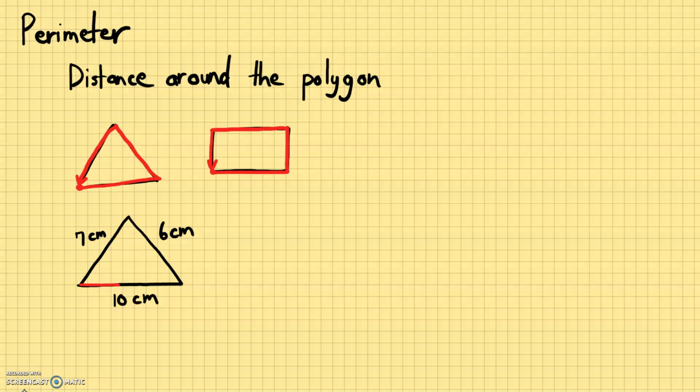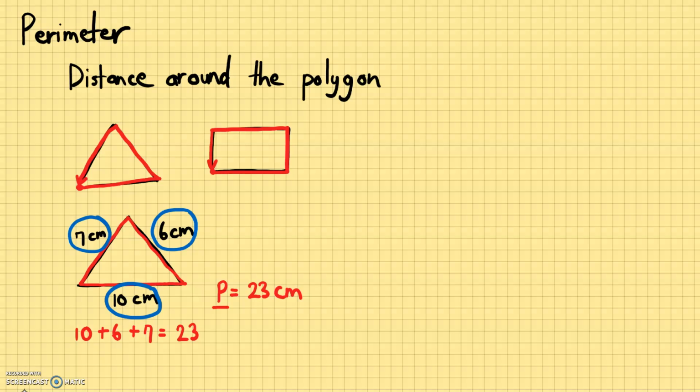And if you go around like this, that's 10, right? And then that's 6, and then go that way, that's 7. And you just need to add all the distance together. So if you do 10 plus 6 plus 7, you're going to get 23. So the perimeter of this triangle is going to be, I'll just write P for perimeter. Perimeter is going to be 23 centimeters. Okay, so when you're finding the perimeter of a polygon, you just add all the sides together. Right? We just did 10 plus 6 plus 7.